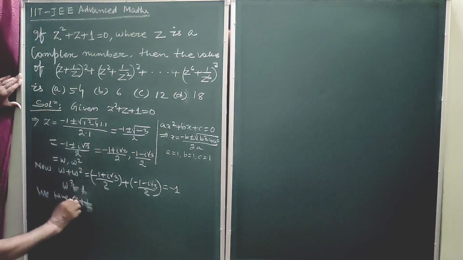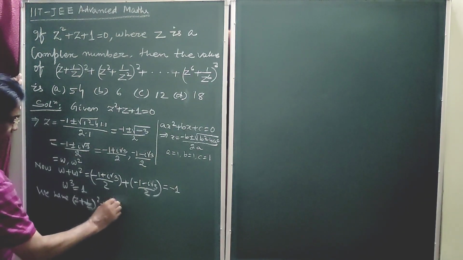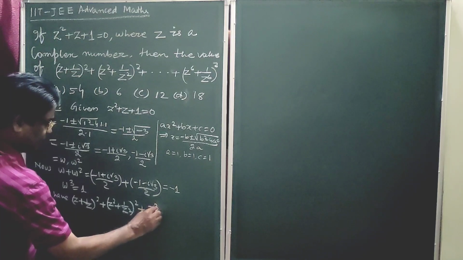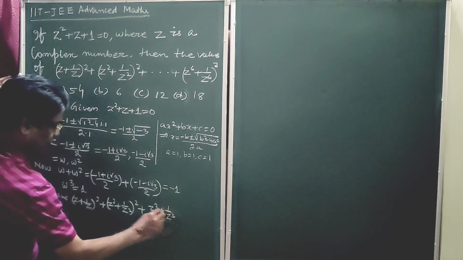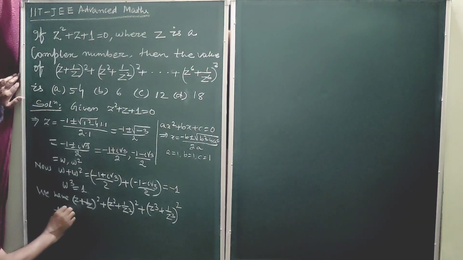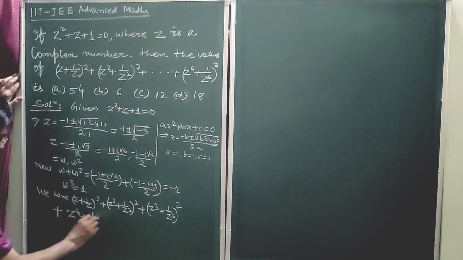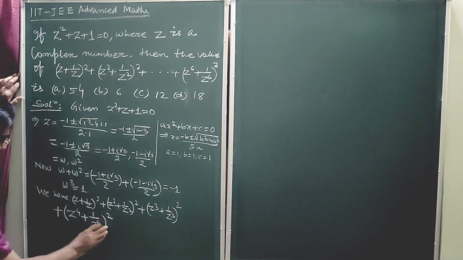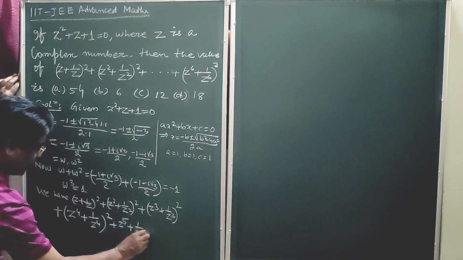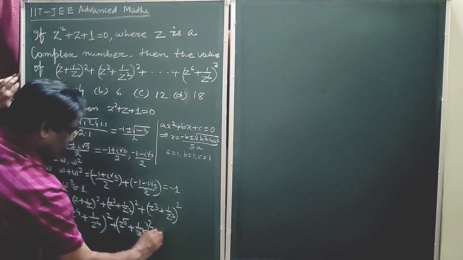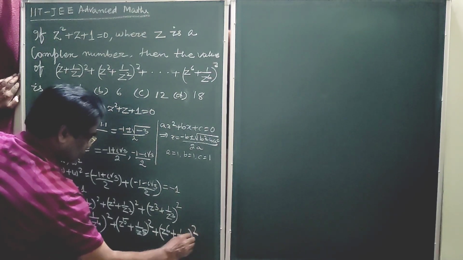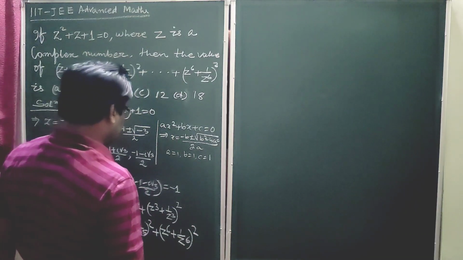Now we have (z plus 1 by z) whole square plus (z square plus 1 by z square) whole square plus (z cube plus 1 by z cube) whole square plus (z to the power 4 plus 1 by z to the power 4) whole square plus (z to the power 5 plus 1 by z to the power 5) whole square plus (z to the power 6 plus 1 by z to the power 6) whole square. This is the expression and we have to find the value.